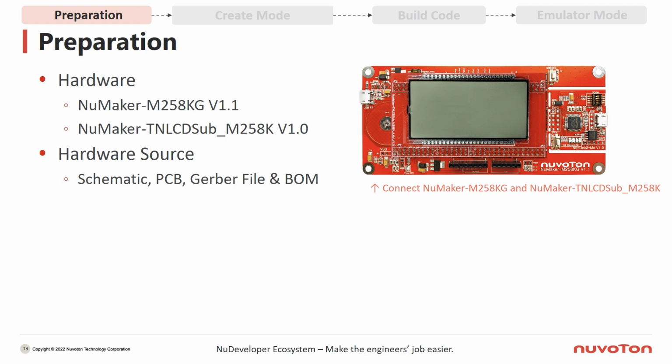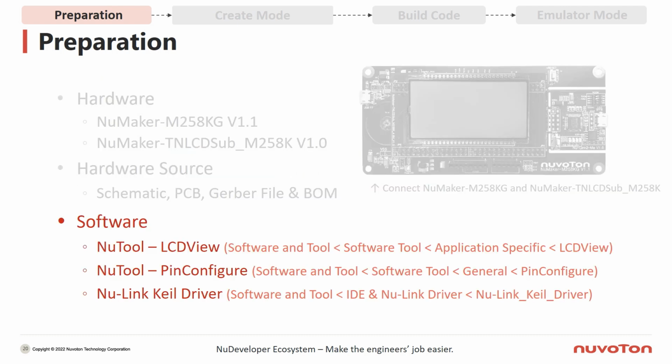For the preparation part, we take the NuMaker M258KG for example, and a COM/SEG LCD panel, whose part number is TNLCDSUB_M258K. You can find all the hardware documents on our website, such as the schematic, Gerber file, BOM, etc. As for software preparation, we need 3 software tools in this practice.